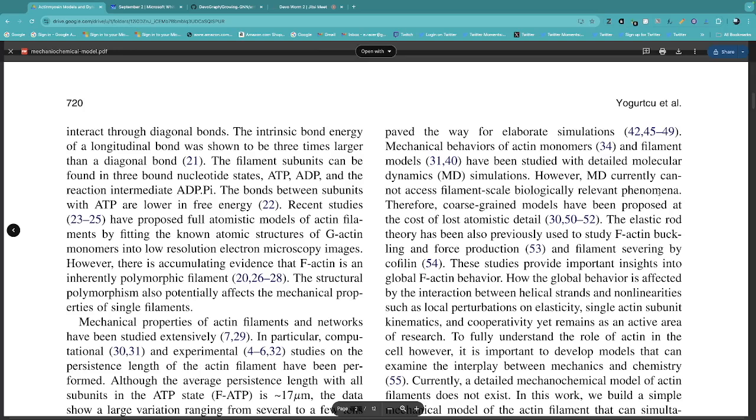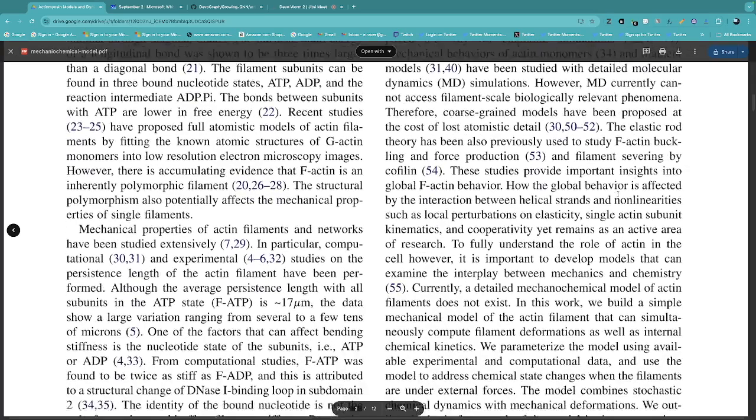These studies provided important insights into global F-actin behavior. And so this is something where we have these atomic simulations that give us the great details of each actin filament, but we also need to use these coarse-grained studies to understand its biological significance. So I think that's enough on those.